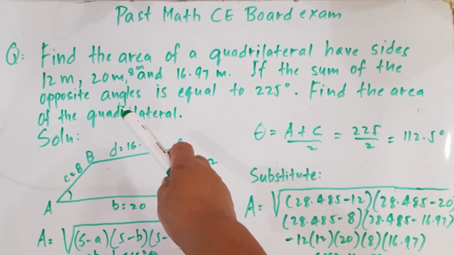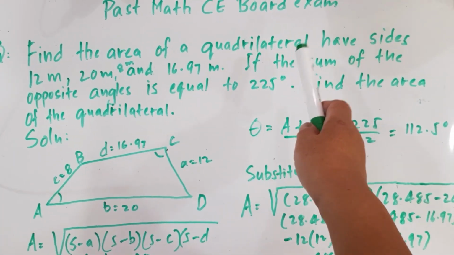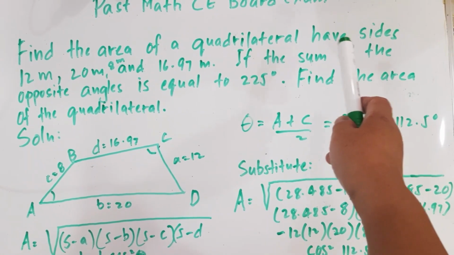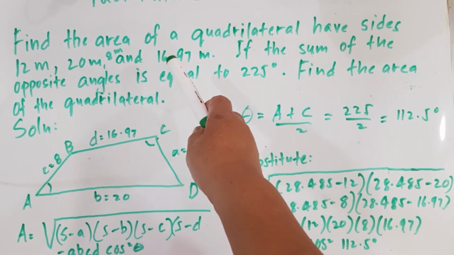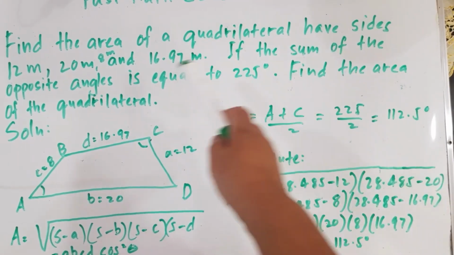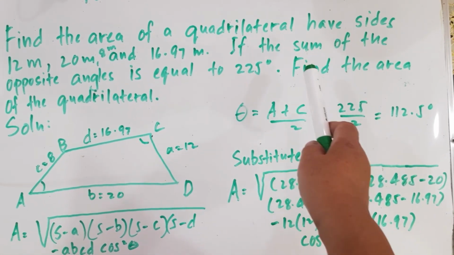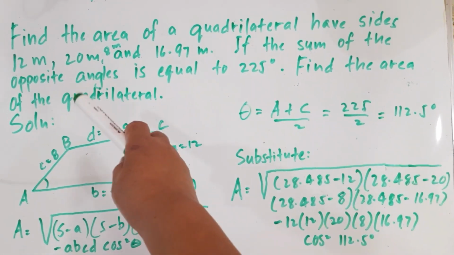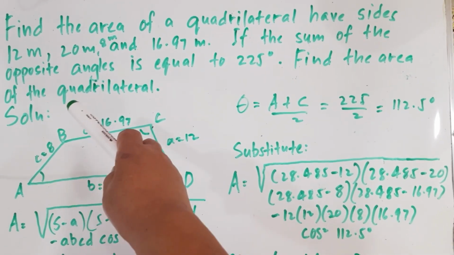The first question for today. Find the area of a quadrilateral having sides 12 meters, 20 meters, 8 meters, and 16.97 meters. If the sum of the opposite angles is equal to 225 degrees, find the area of the quadrilateral. Now, here I already wrote the solution.